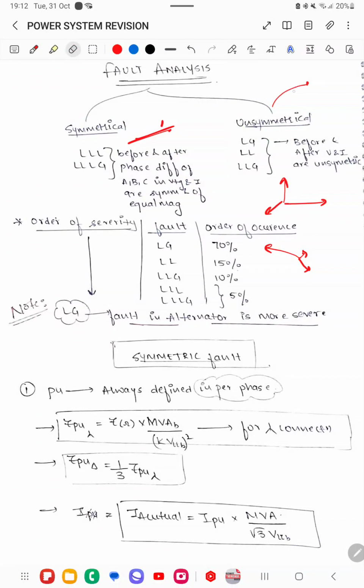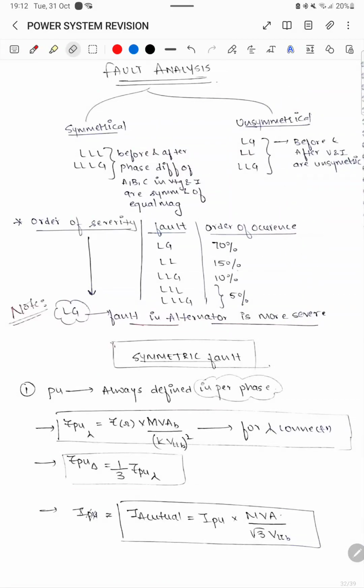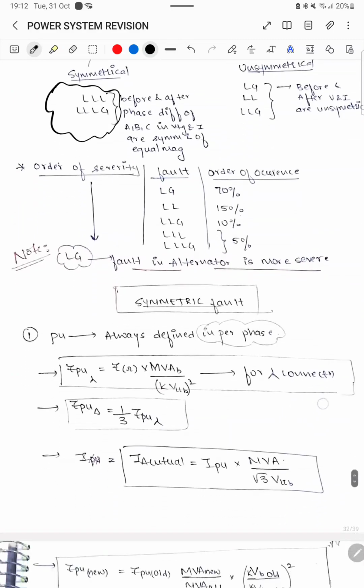So unsymmetrical faults are totally unsymmetrical. All the faults like LG, LL and LLG faults are unsymmetrical faults. We'll talk about them in the next video. This video will be talking only about symmetrical faults.